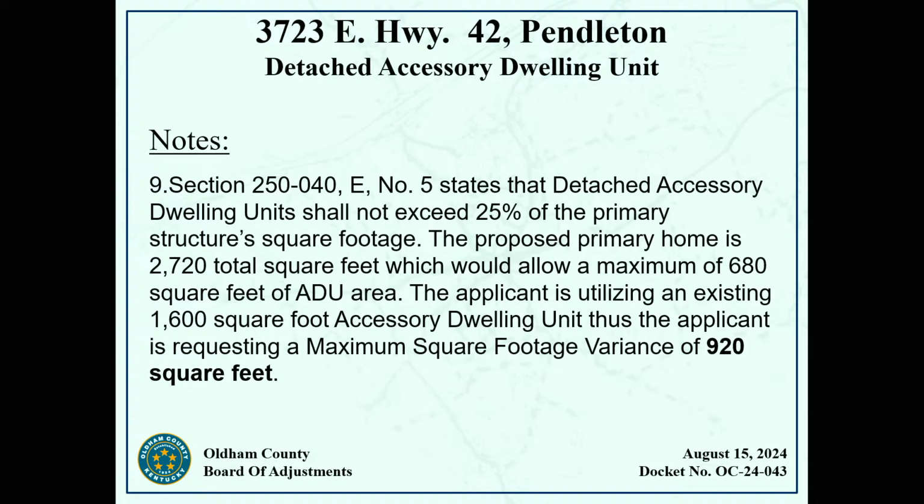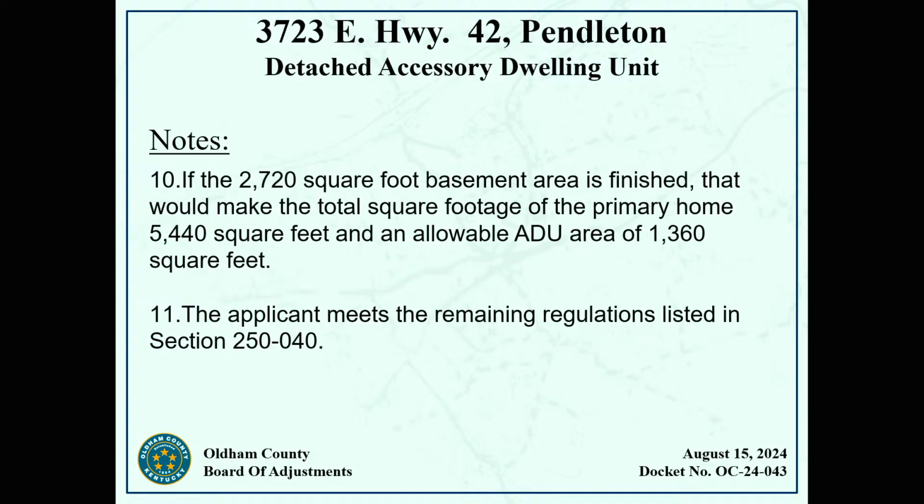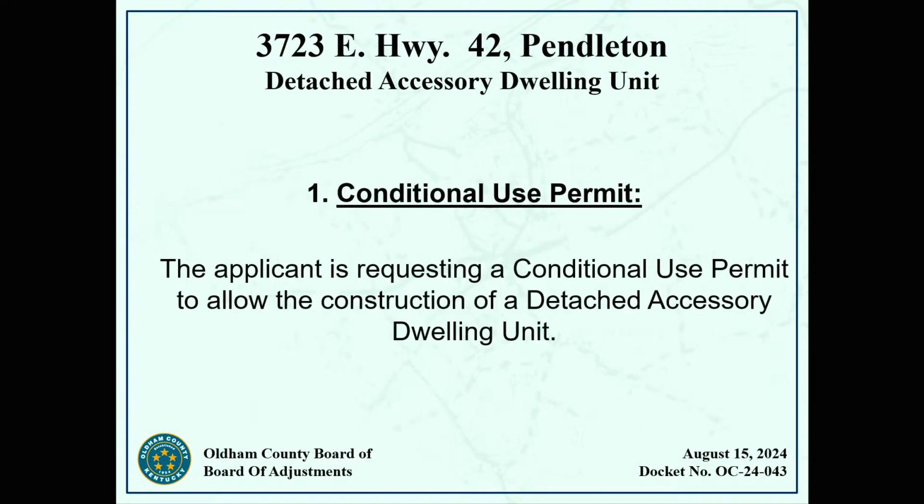Now you can talk to the applicant about the basement and what that would provide, because if the 2,720 square foot basement area is finished, that would make the total square footage of the primary home 5,440 square feet, which would allow an allowable ADU area of 1,360 square feet. So that would obviously take down the amount of request for the ADU and the maximum square footage. But going off the plans that were provided, that's why I'm going with the first set of numbers that I told you. As far as the remaining regulations that are listed in section 250-040, they meet those remaining regulations.